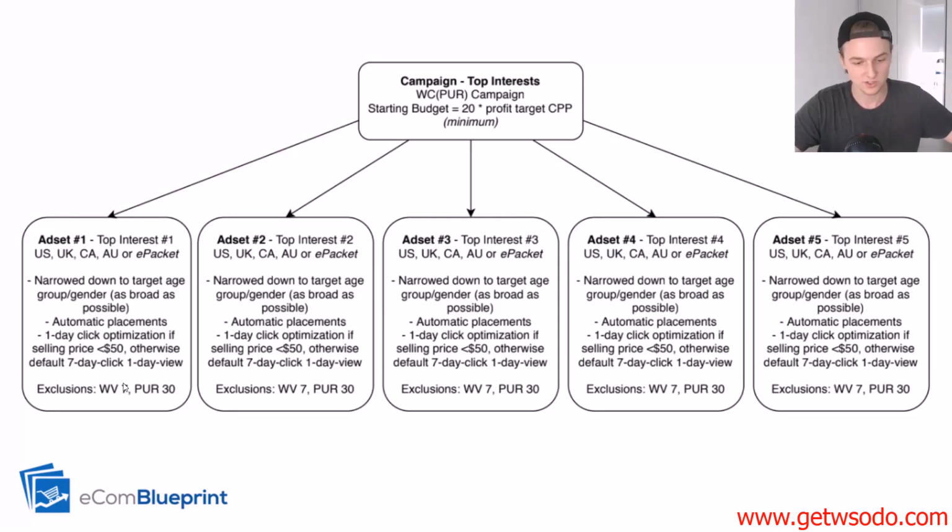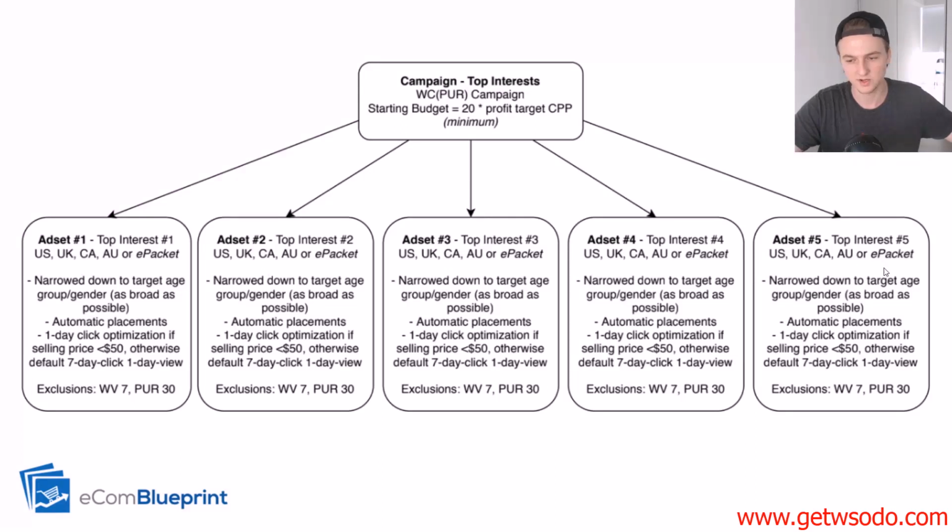Now for the exclusions for each one of these, you want to exclude website visitors because we're already retargeting those with our retargeting campaign. And then you want to exclude purchasers because you don't want to keep targeting people who've already bought from you, especially if they haven't gotten the product yet. That's not good. They're going to comment and be upset about that. And so this is what the top interest scaling campaign looks like.